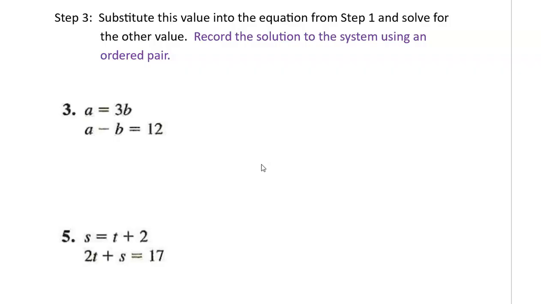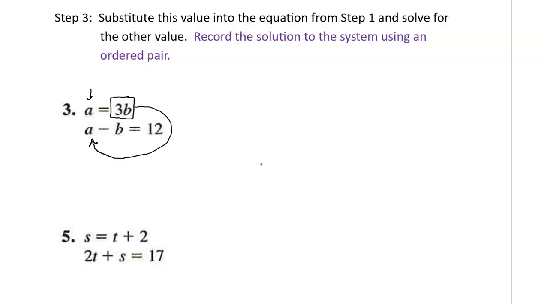So problem 3, here's a system with two equations. Notice that the first equation already has been solved for a. So you don't need to do step 1. So we're going to jump in with step 2. Step 2 is to take the expression that the variable a is equal to and substitute it in place of the letter a in the second equation.